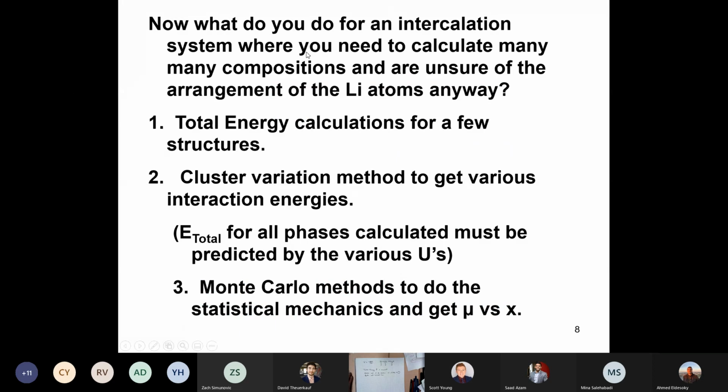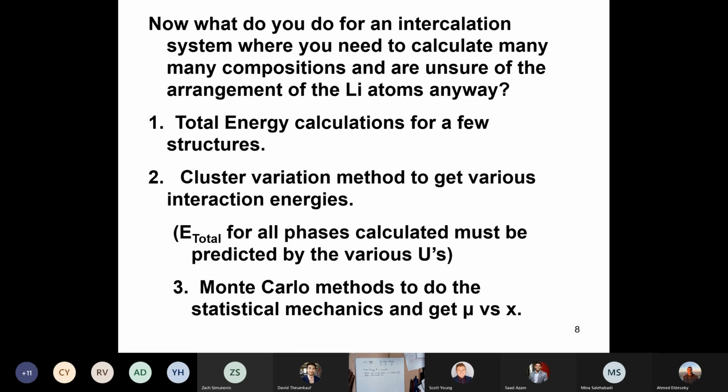So that's for a simple system where the battery electrode goes through a cascade of single phase regions. You have lithium, you have tin, lithium 2 tin 5, lithium tin. You don't have a continuous composition variation. So what do you do for an intercalation system where you need to calculate many compositions?